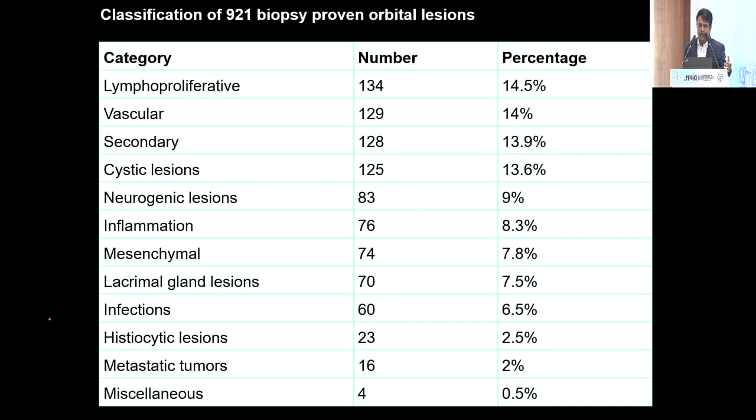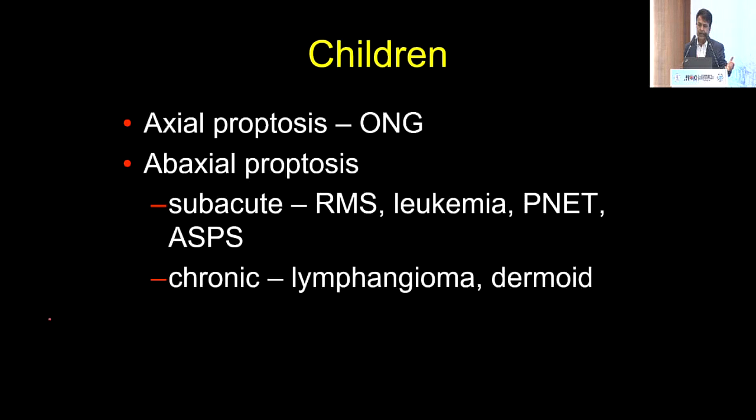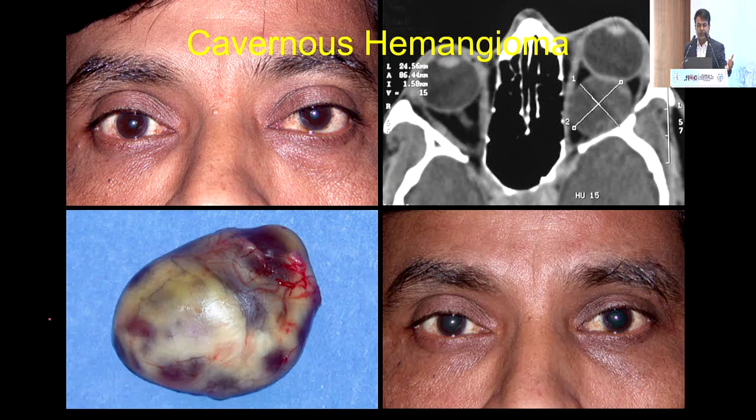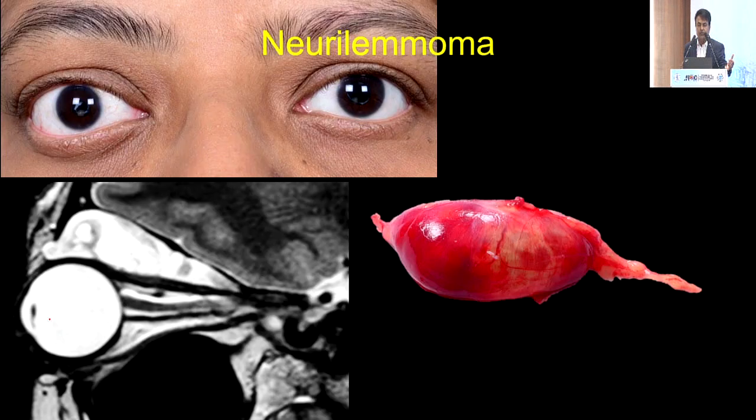Now, based on that, you arrive at a differential diagnosis, and it is good if you know what is the most important tumor in your region. This is some Indian data. And also based on whether it's a child, axial proptosis, abaxial proptosis, subacute, or chronic onset, you will be able to further narrow down the differential diagnosis, which is extremely important for you to plan the treatment. And also whether it's a well-circumscribed spheroid tumor, well-circumscribed oblong tumor. Based on that, you will narrow down your differential diagnosis further.